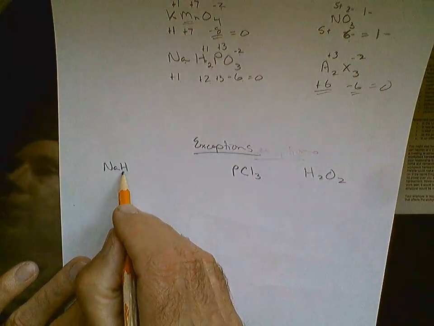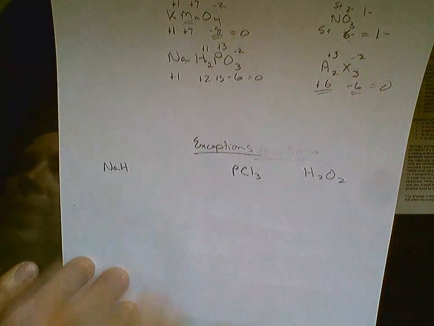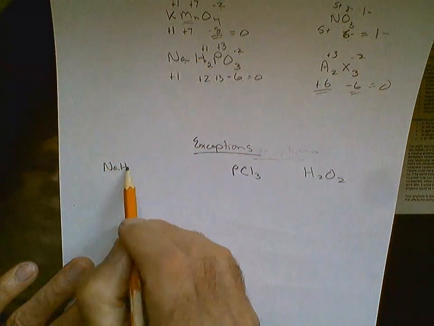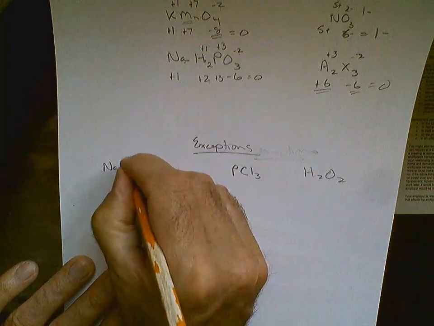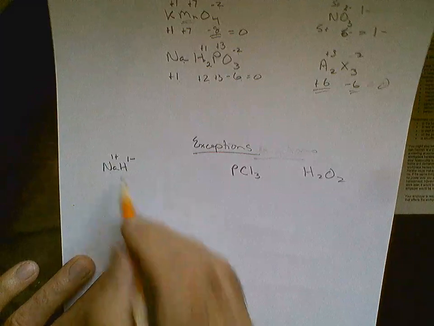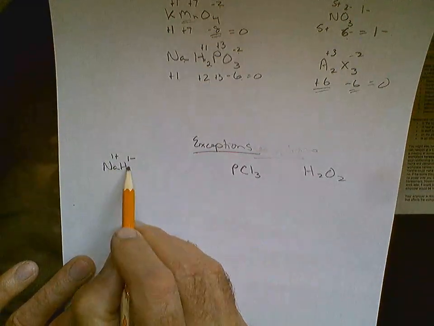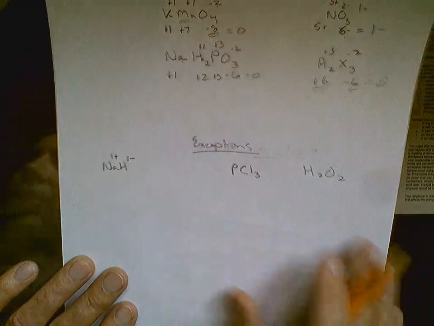If hydrogen is attached to a group 1 element, so it is only the group 1 element plus hydrogen, the hydrogen now becomes 1-, the group 1 metal becomes 1+. If there's any other elements in here, this rule doesn't hold. This only works for LiH, NaH, or KH.